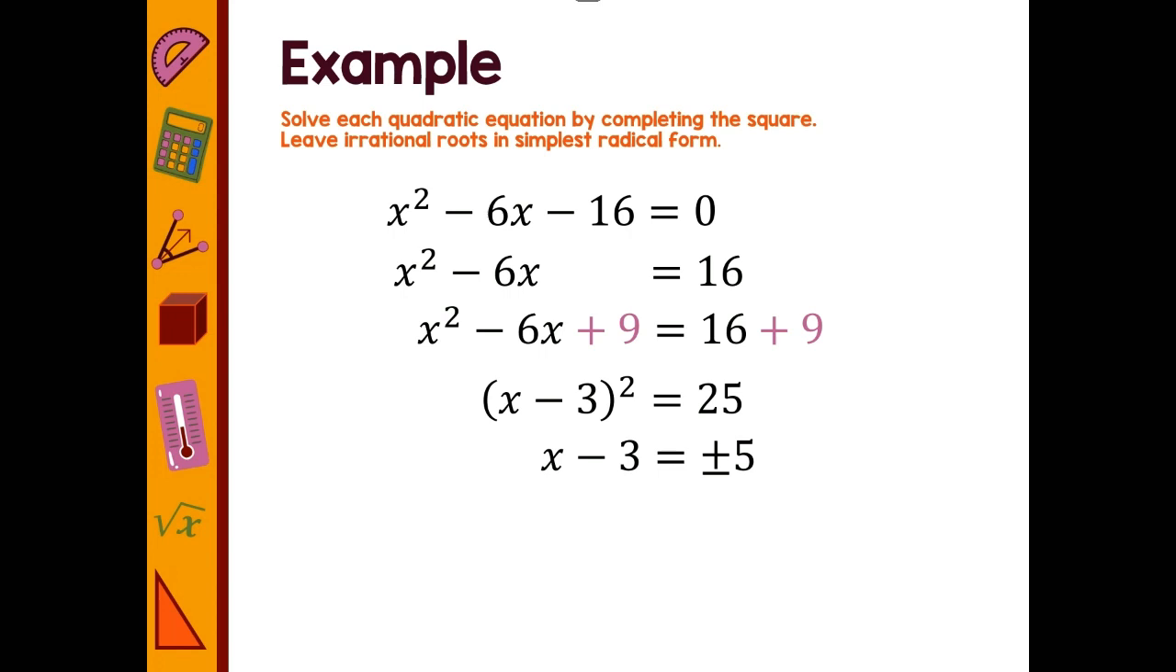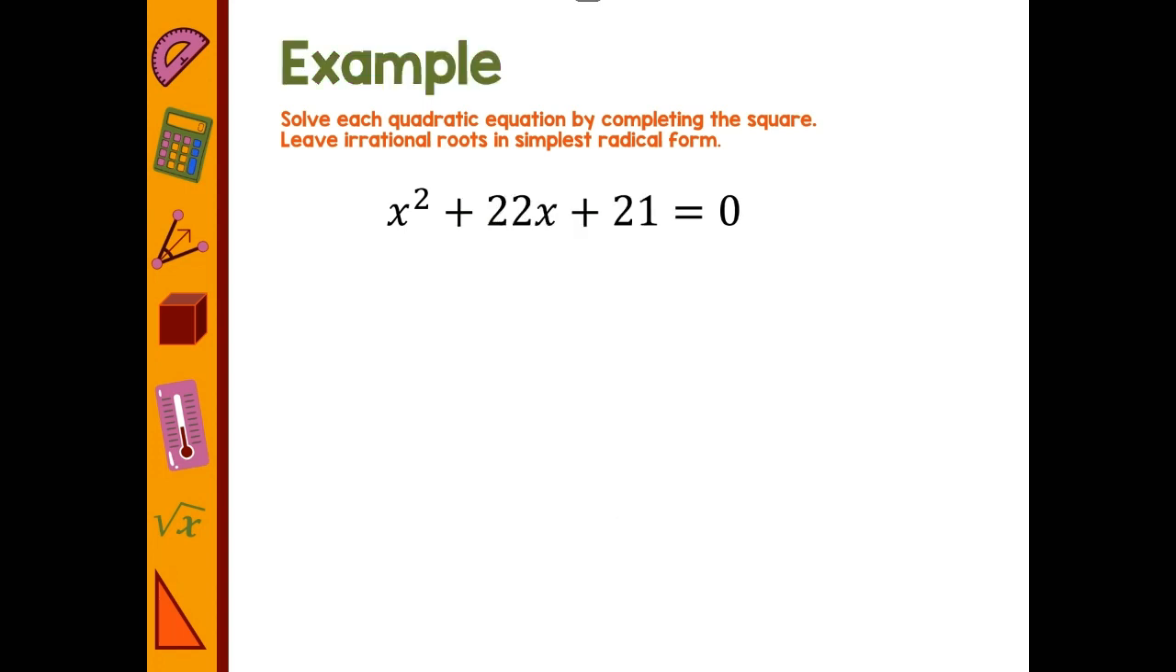So when I take the square root, I have a positive and negative solution. So x minus 3 equals plus or minus 5. Solving for x, I can add 3 to each side. And then my answer is just going to be 3 plus 5, which is 8, and 3 minus 5, which is negative 2. So my two solutions are 8 and negative 2.